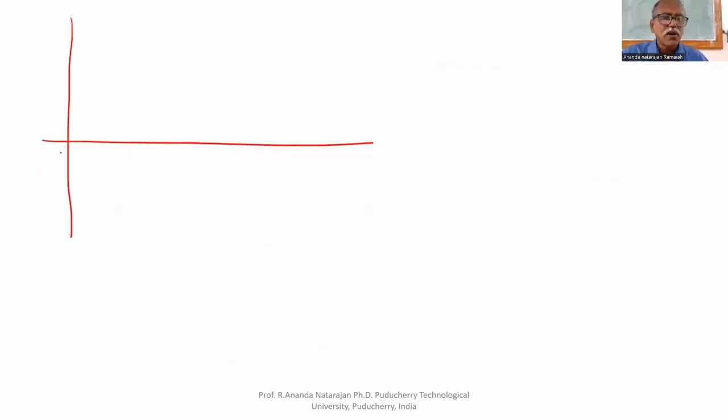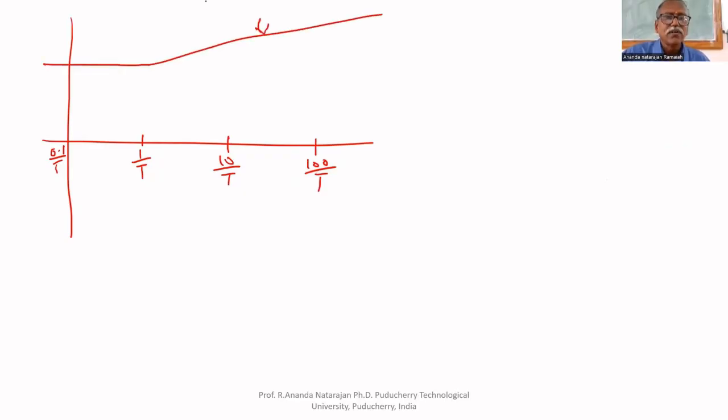Therefore, the plot is: 0.1 by tau, 1 by tau, this is 10 by tau, this is 100 by tau. Up to the corner frequency it is 0 dB. After that, it increases at the rate of 20 dB per decade. Therefore, when G of s equal to tau s plus 1, this is the frequency response.